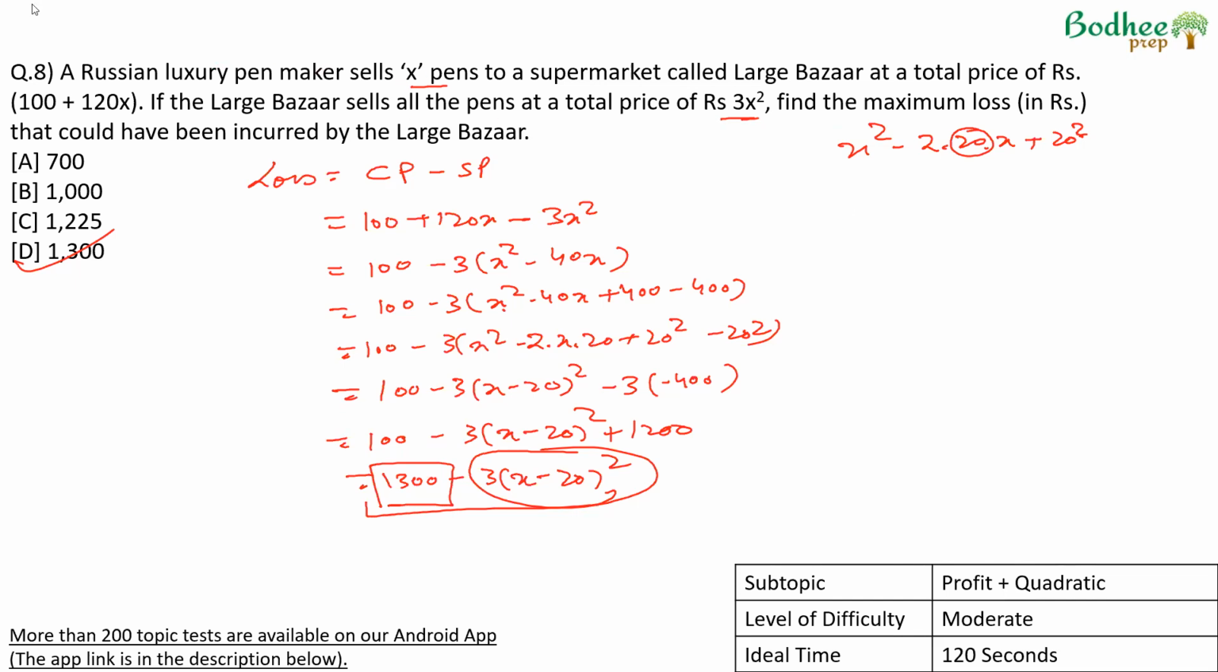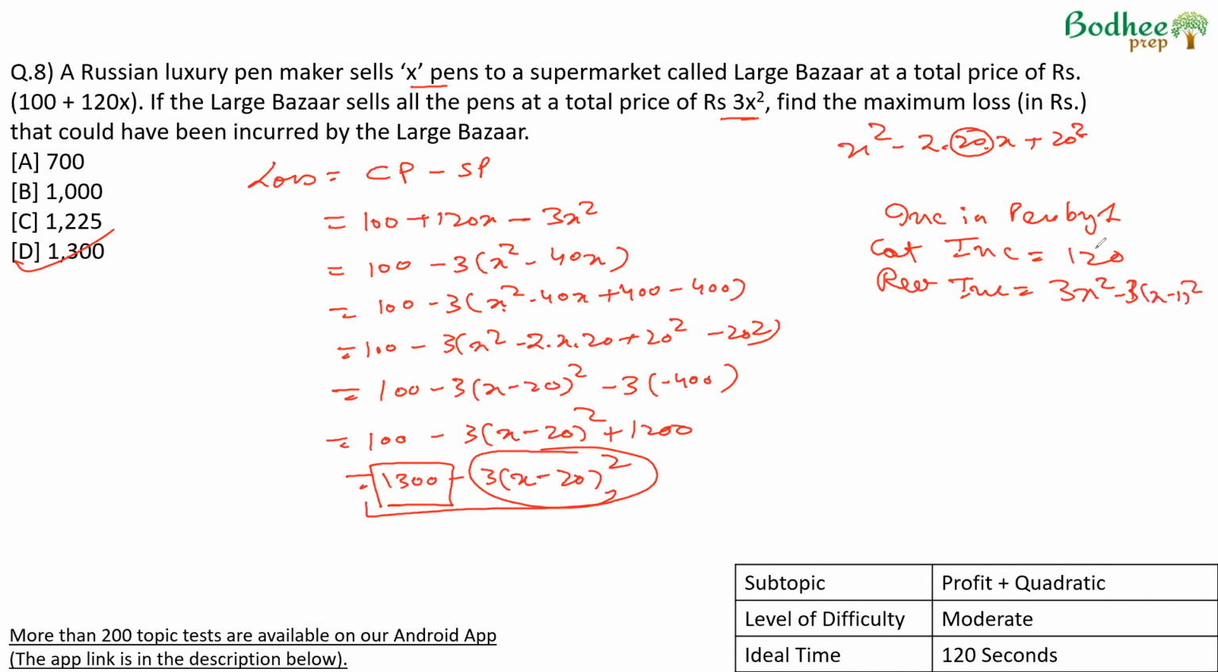See, as the number of pens increases, every increase in pen number will increase the cost by 120 rupees, because when one pen is there, 100 plus 120. When two pens are there, 100 plus 120 into 2, 120 into 3, and so on. So cost increases by 120. What will be the increase in revenue? Revenue increase will be 3x square minus 3(x minus 1) square.